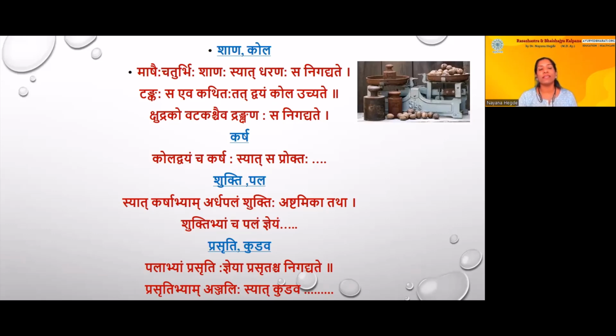Next is Prasruti and Kudava. Two Phalas lead to one Prasruti. It is also called Prasruta. Phalabhyam prasrutihi jneyaha prasrutascha nigadhyate. Prasrutyabhyam anjalihi syat kudavaha. So two Phala is equivalent to one Prasruti. Two Prasruti lead to Kudava. It is also called Anjali.